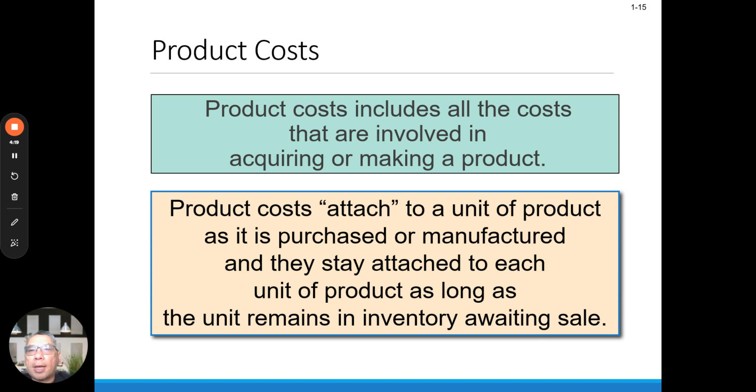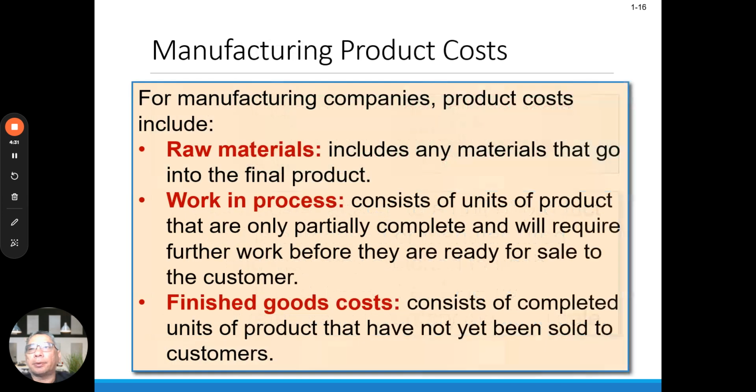Product costs attach to a unit of a product as it is purchased or manufactured, and they stay attached to each unit of product as long as the unit remains in inventory waiting for sale. Manufacturing costs or product costs include raw materials, work in process, and finished goods costs. Each definition is here. You can read through it in my presentations.